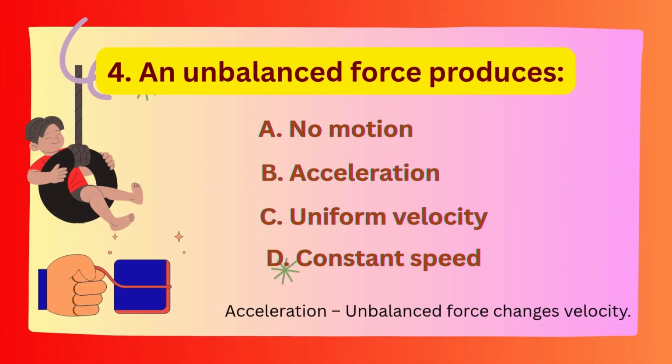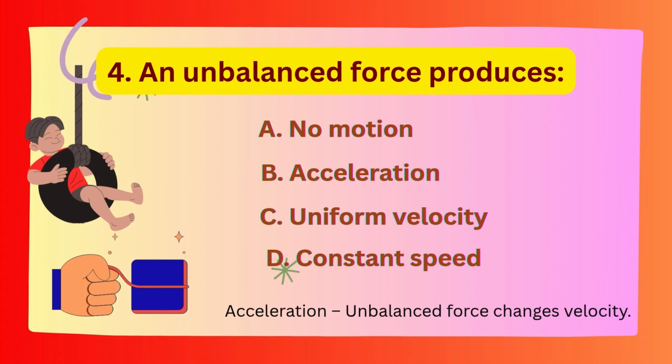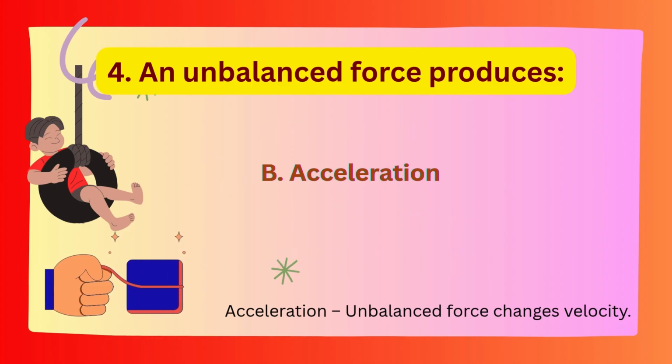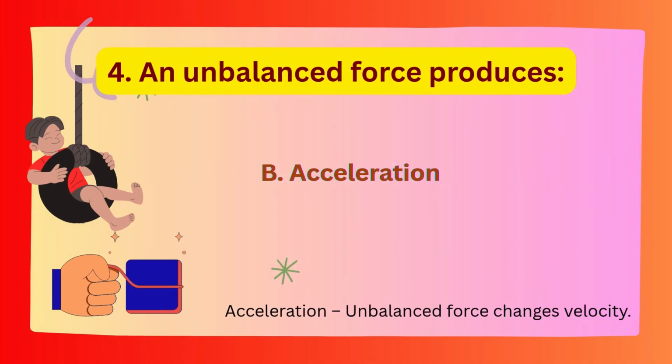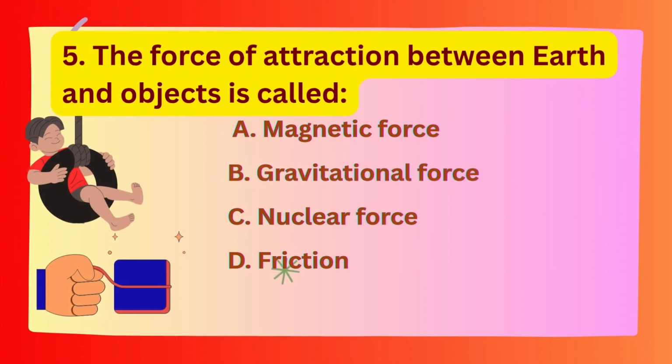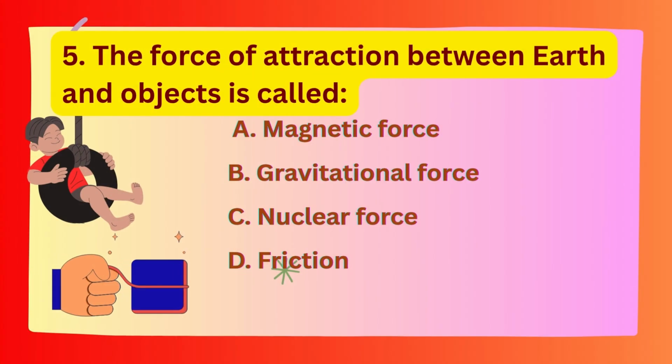An unbalanced force produces: A. No motion, B. Acceleration, C. Uniform velocity, D. Constant speed. Answer: Option B. Acceleration.